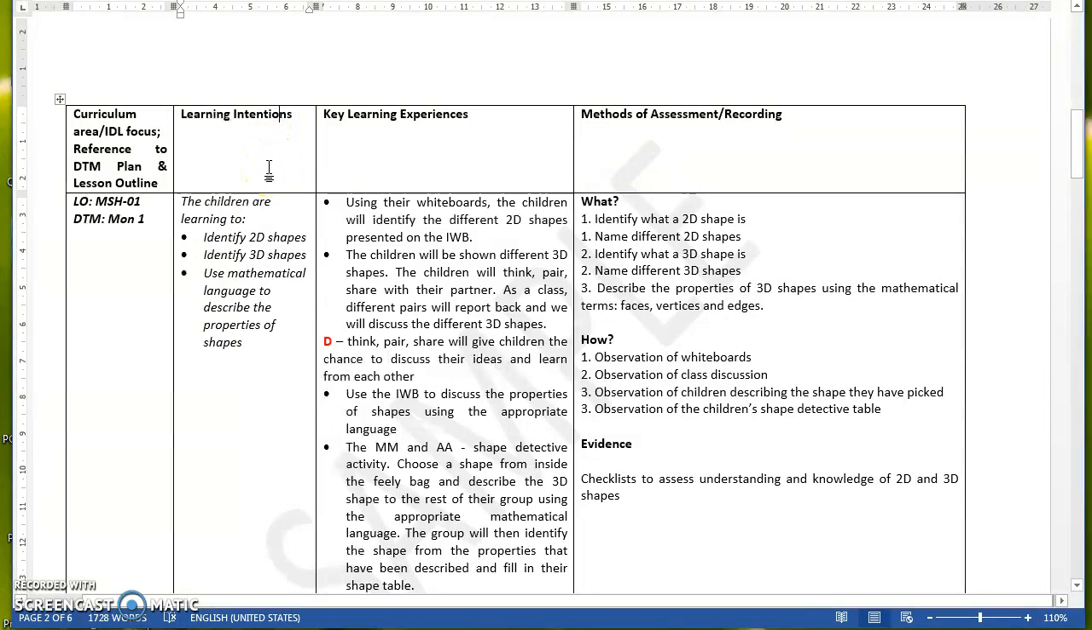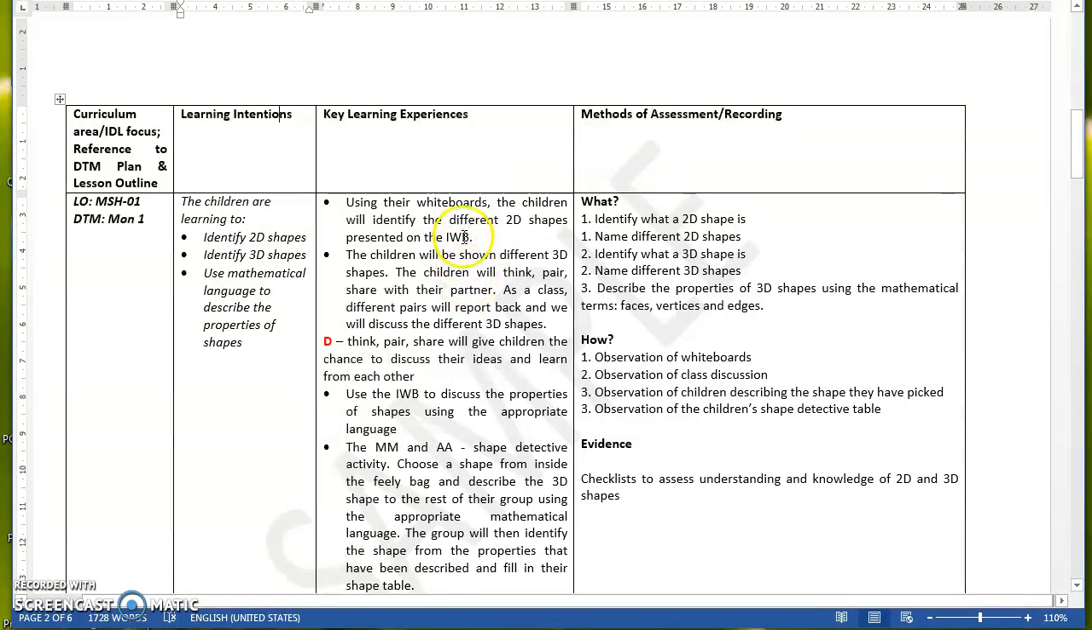Within the next box, and I don't want to say too much about these because you are very familiar with learning intentions, think about the learning intention that you want the children to achieve through this lesson. You don't need to put in the success criteria because that's going to come through in your lesson outline, and also you'll think about that in relation to your assessment. So within this one, learning intentions, quite straightforward.